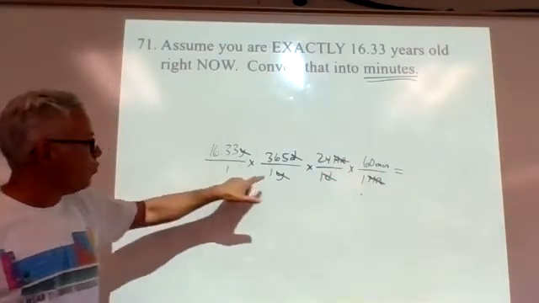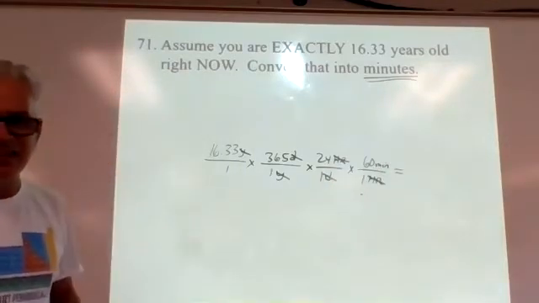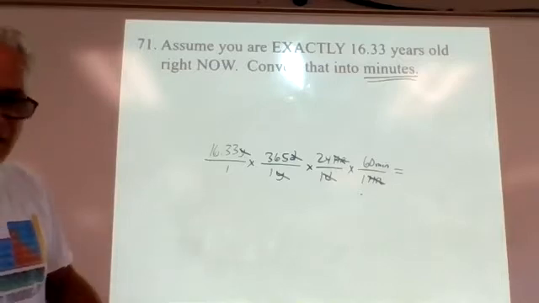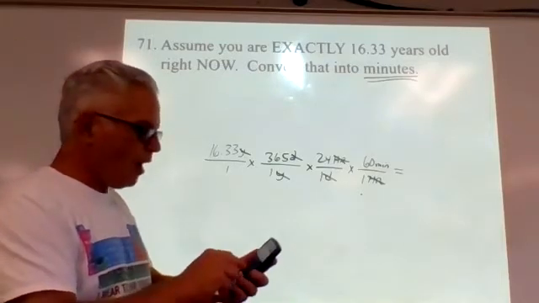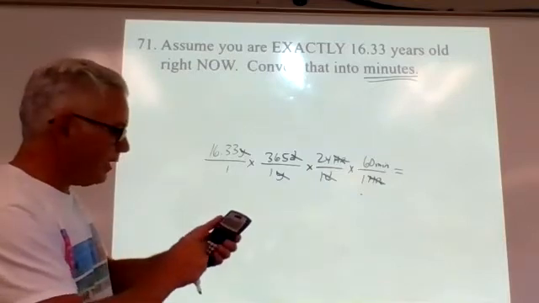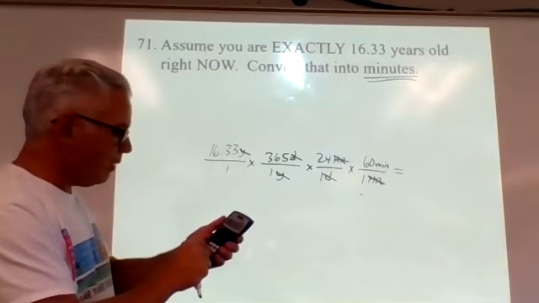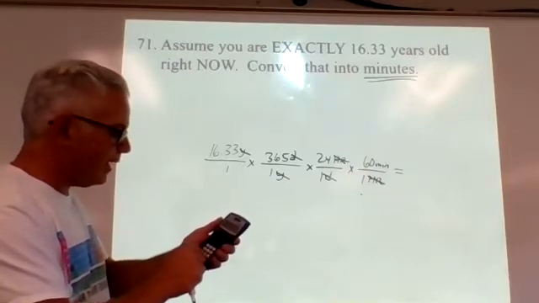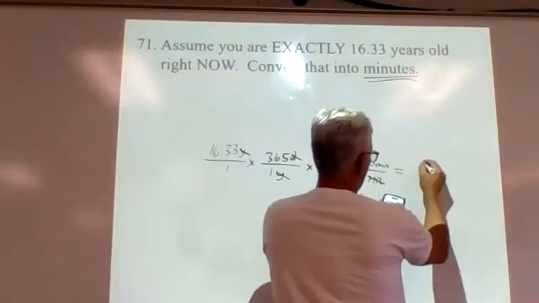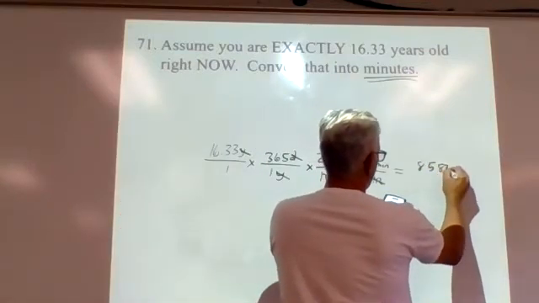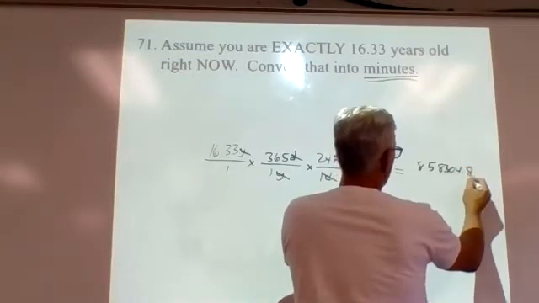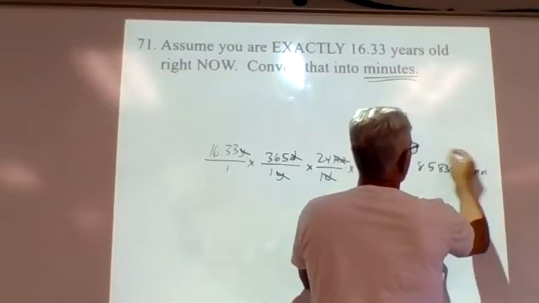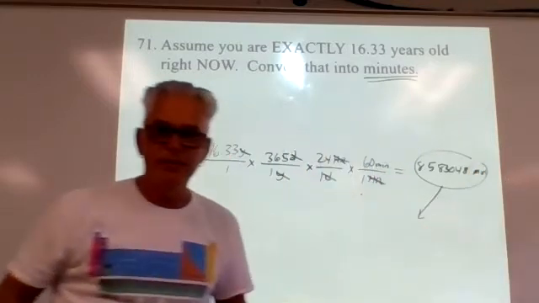Now just note quickly, on the bottom, 1 times 1 times 1 times 1, this is still a little easy. We'll get some harder ones. We've got to do a little bit more calculation. Take out your calculator. You're going to do this with me. On and clear. 16.33 times 365 times 24 times 60 equals 858,304.8 minutes. Does that sound good?